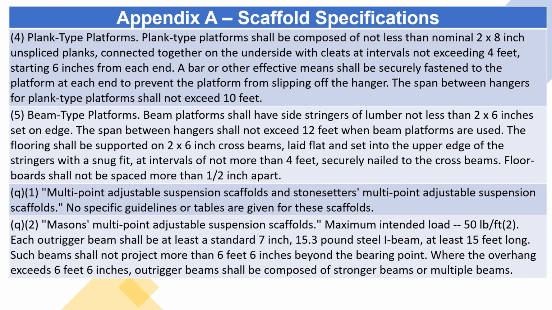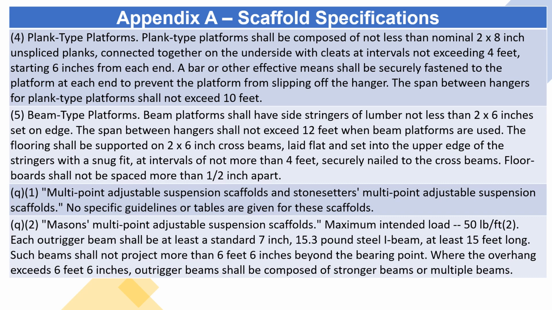4. Plank-type platforms. Plank-type platforms shall be composed of not less than nominal 2 by 8 inch unspliced planks, connected together on the underside with cleats at intervals not exceeding 4 feet, starting 6 inches from each end. A bar or other effective means shall be securely fastened to the platform at each end to prevent the platform from slipping off the hanger. The span between hangers for plank-type platforms shall not exceed 10 feet.